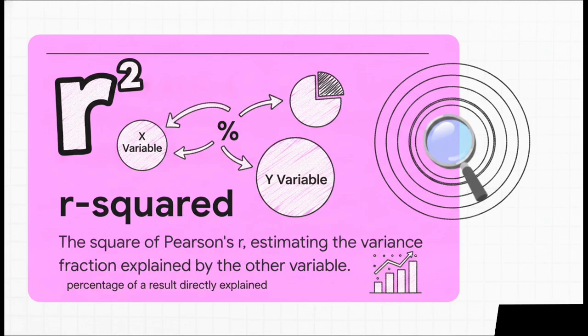What makes this so incredibly powerful is that it practically tells you what exact percentage of a result is directly explained by your initial variable. If your R² is 0.5, it means 50% of the variation in one variable is explained by the other. It's an amazingly tangible way to measure effect size.